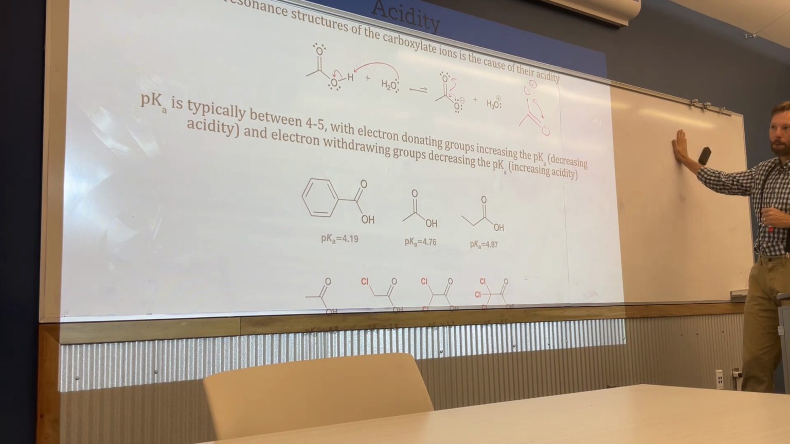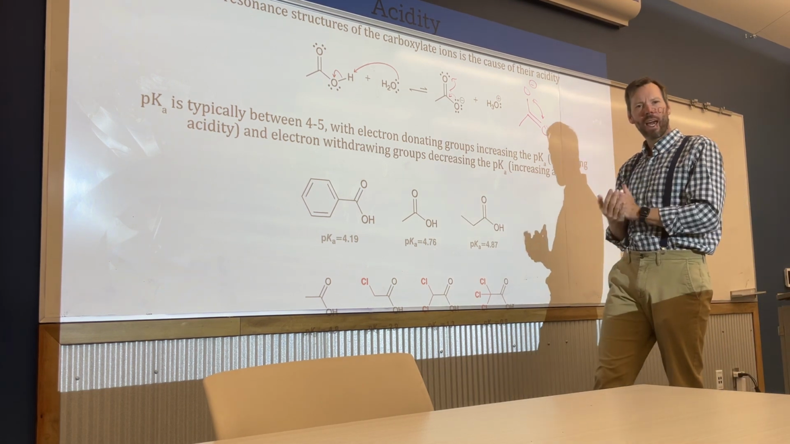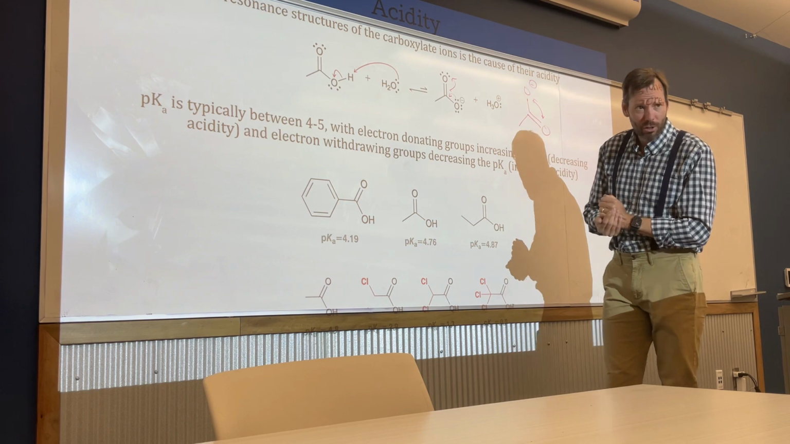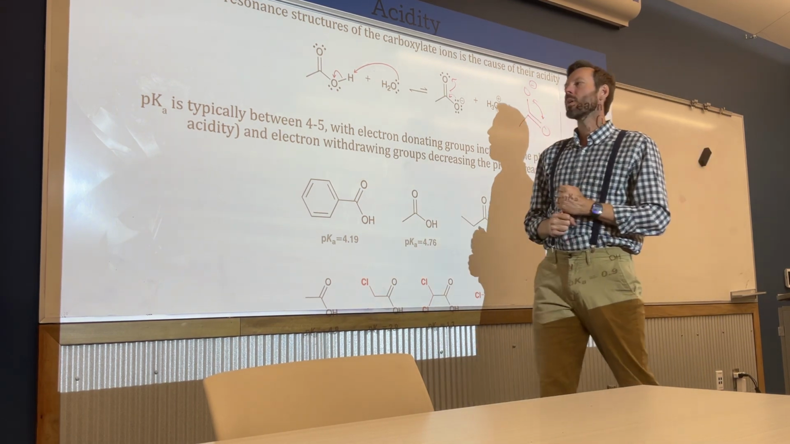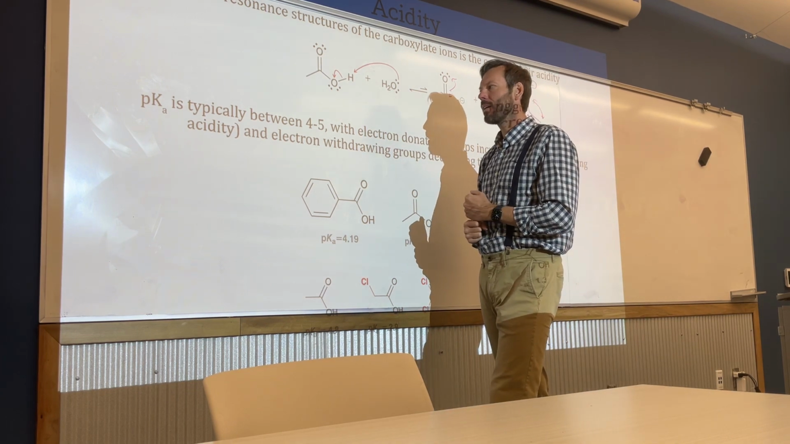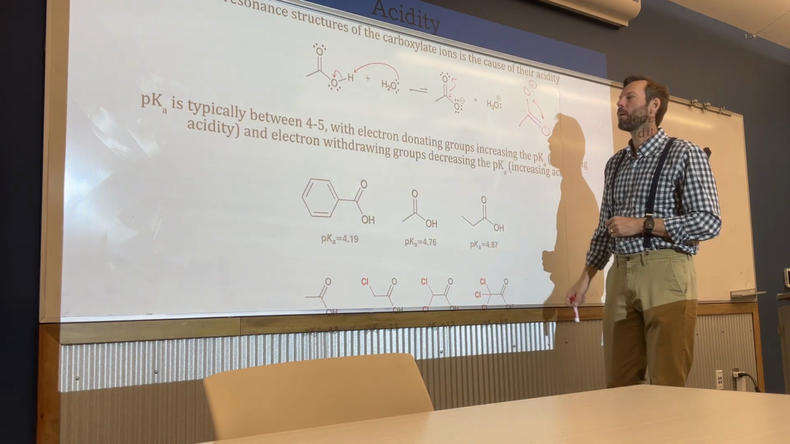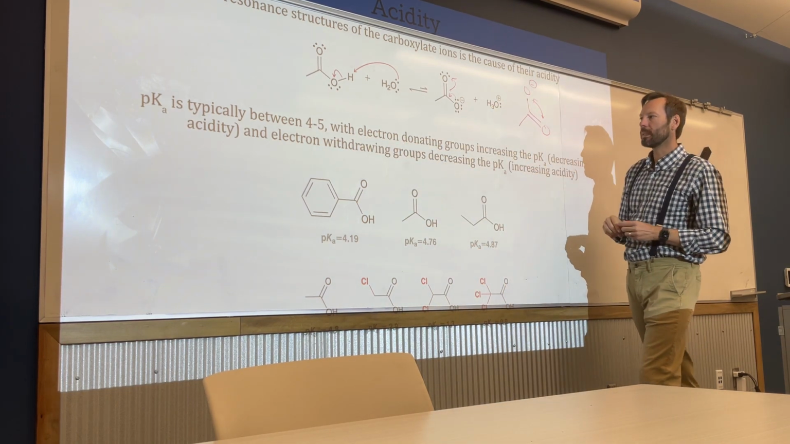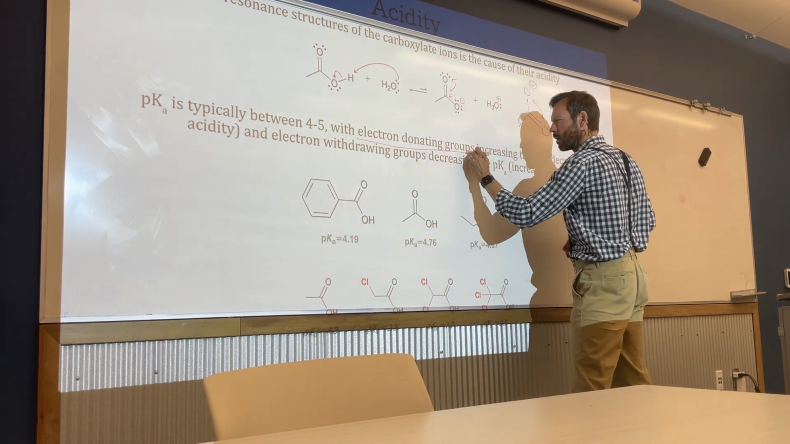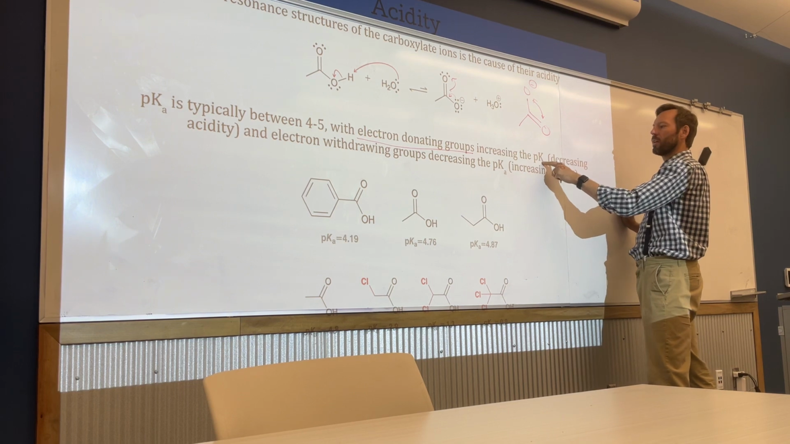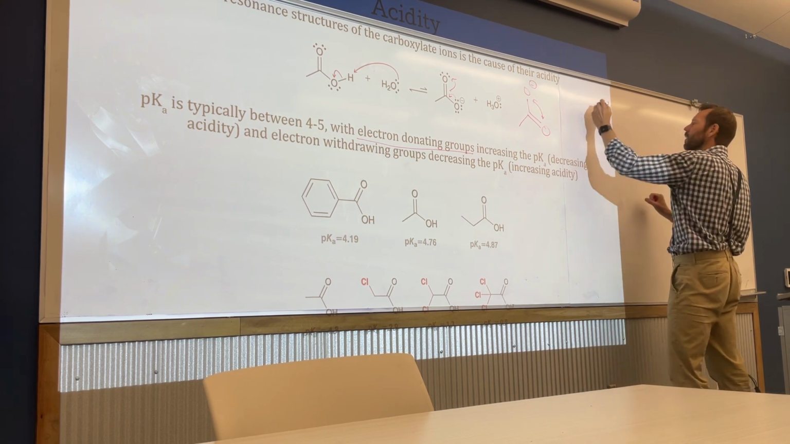Now, pKa. You guys remember pKa? pKb, Ka, right? Acid dissociation constant. Right. Let's have a little review on that. pKa between 4 and 5. That's going to, in the context of electron donating groups, it's going to increase the pKa, thus decreasing acidity.